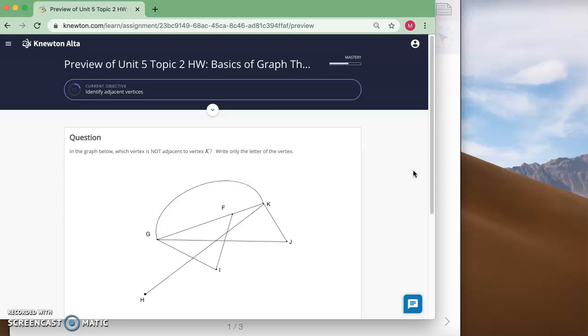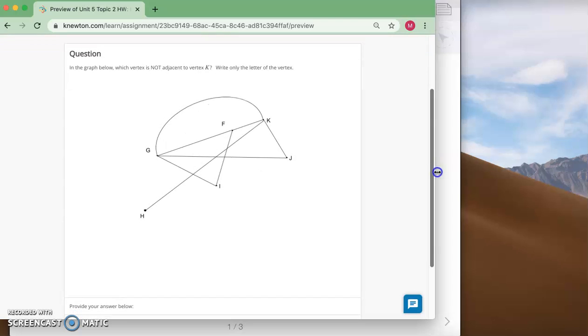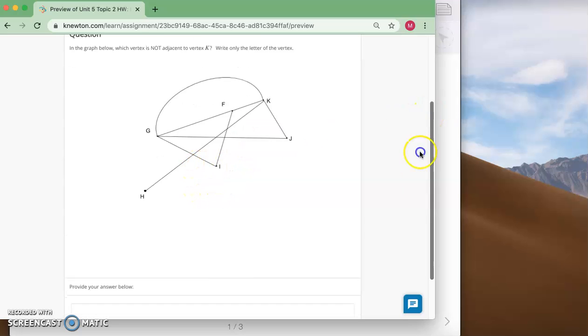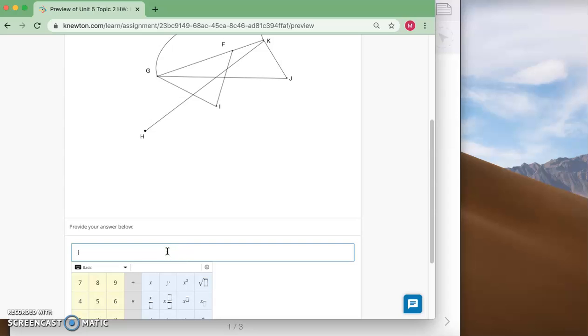This is the last problem we're going to cover. In the graph below, which vertex is not adjacent to vertex K? So remember, adjacent means that it's connected by an edge. So here we can see that G, F, H, and J are all connected. Looks like I is the only one that's not adjacent to K. That means it does not have a direct edge connecting it. So we're going to put I.